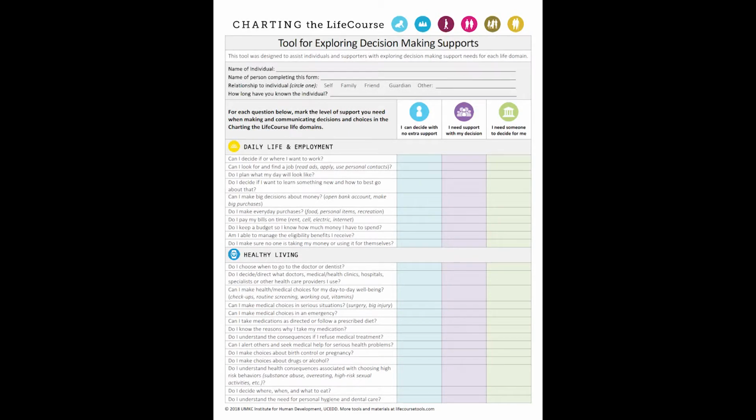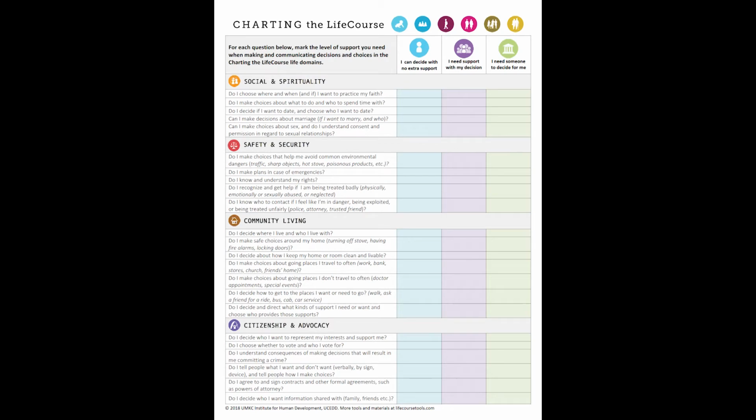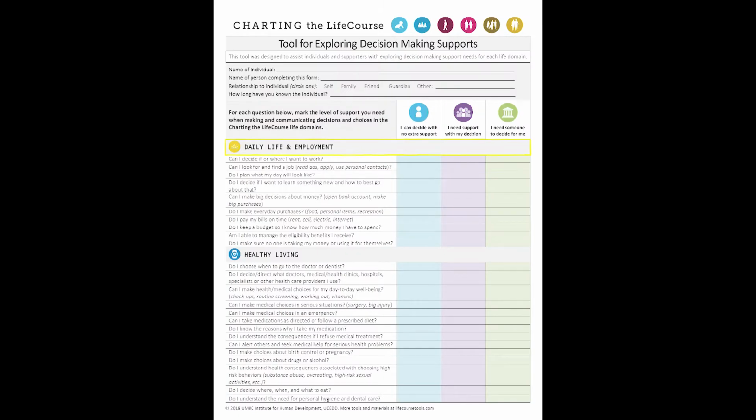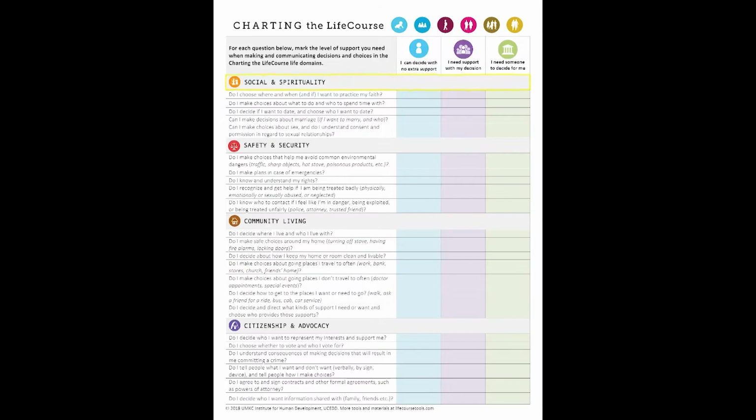On the left-hand side of the tool, there are 6 life domains. Each life domain represents a variety of life experiences, including daily life and employment, healthy living, social and spirituality, safety and security, community living, and citizenship and advocacy.